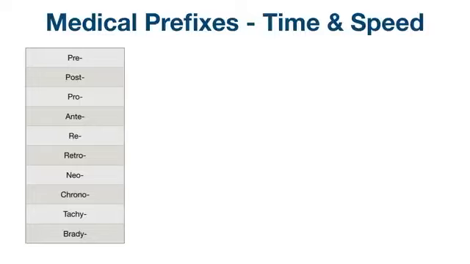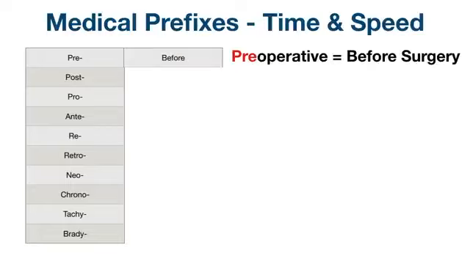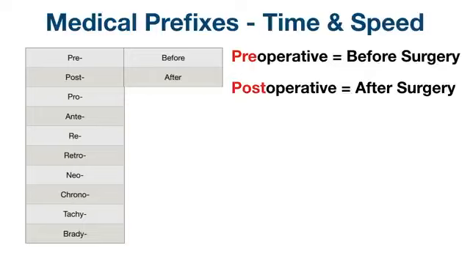Next, we have prefixes that have to do with time and speed. How many can you name before looking at the answers? The first two are easy. Pre means before and post means after. You can think of preoperative, which refers to the period of time before a surgery, and postoperative, which refers to the time after a surgery.